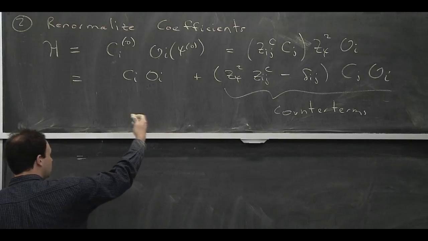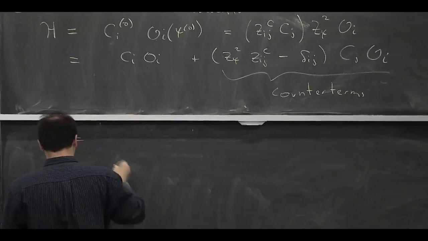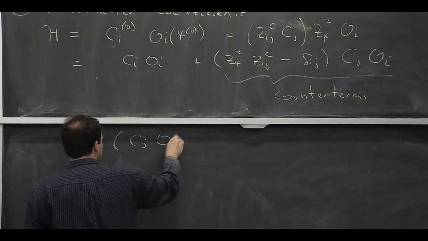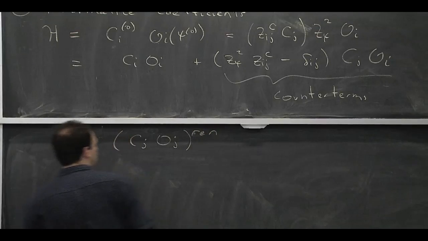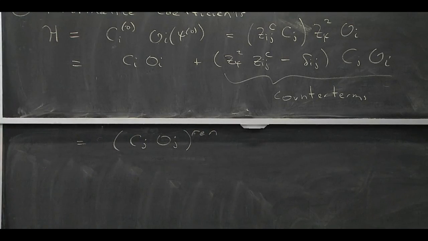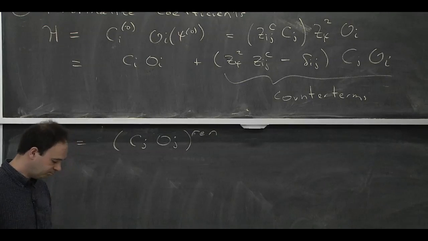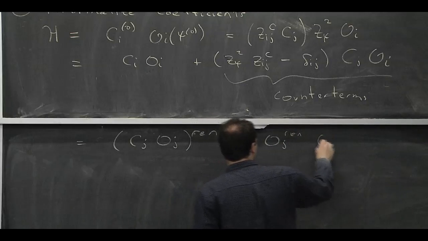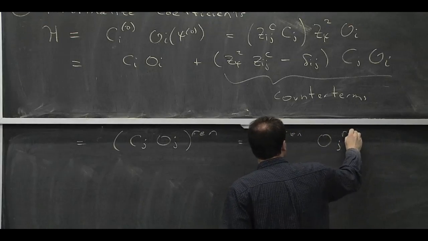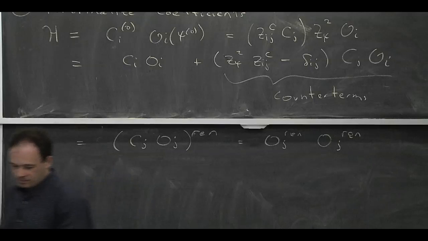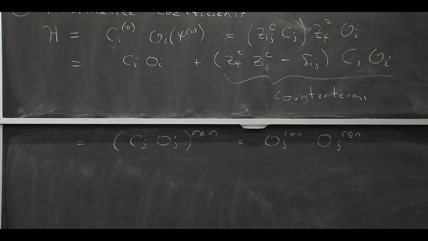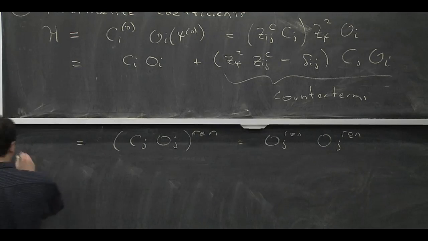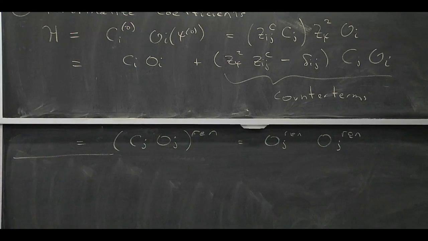And once you do that, the divergences cancel between these two terms, and you're left, if you like, or even if you don't, with the coefficients times the operators, which are renormalized, both renormalized. Okay, even renormalized separately. And these two are equivalent. These are equivalent ways of thinking about the same thing. And we can even go further and derive the equivalence of them.